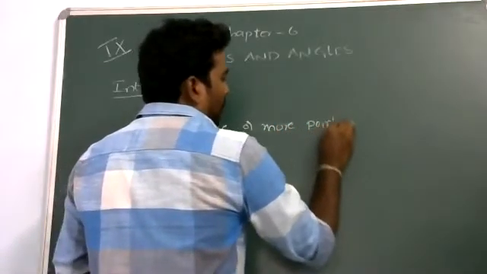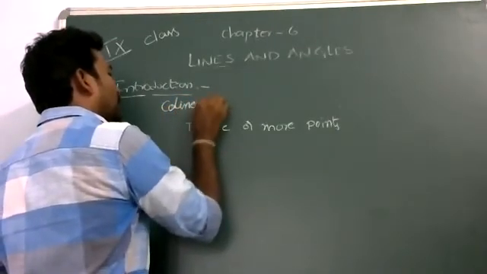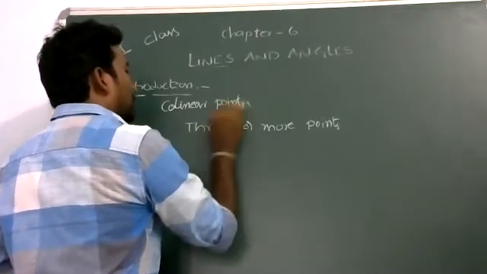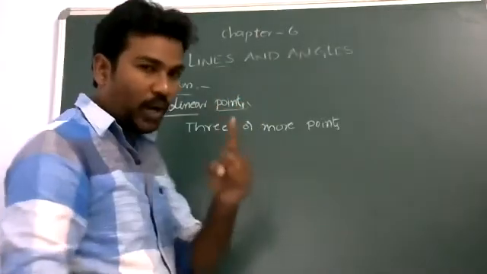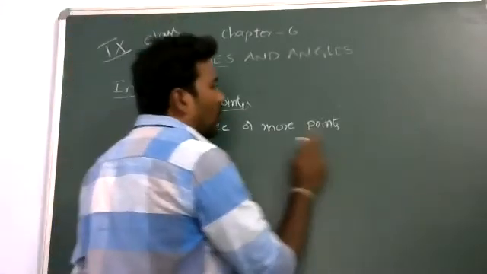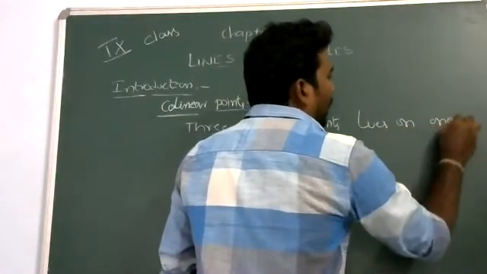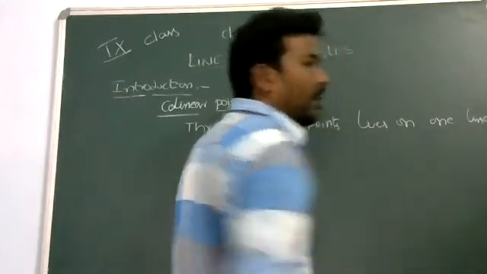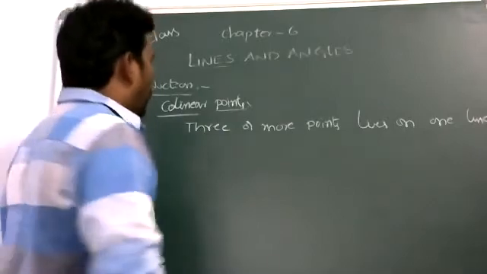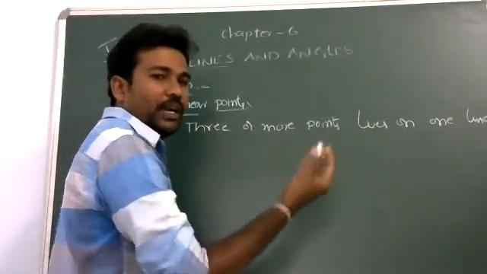Three or more points. Linear means line, collinear means side by side. So three or more points lie on one line, or one line segment, or one ray, whatever it may be. How many minimum? Three. Maximum we don't know, whatever it may be.